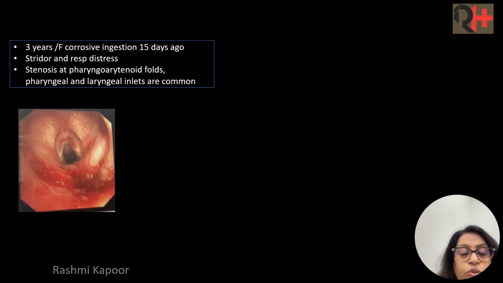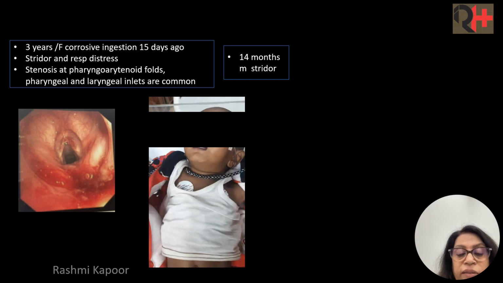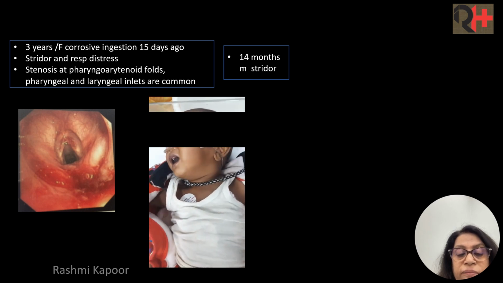Now, a 3-year-old female, with a history of corrosive ingestion 15 days ago, came with severe stridor and respiratory distress. We did the bronchoscopy, and we found that there is a stenosis of the pharyngoarytenoid folds, pharyngeal and laryngeal inlets. So this is because of the corrosive burn. Now this was a 14-month-old child. He came with stridor.